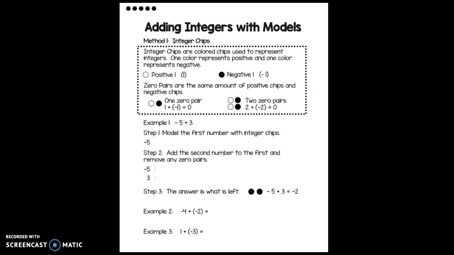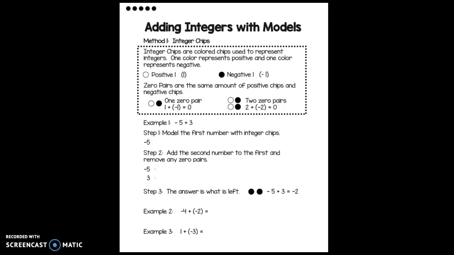Today you will be taking notes on adding integers with models. We will be discussing two methods on adding integers with models. The first method is using integer chips. Integer chips are colored chips used to represent integers. One color represents positive and one color represents negative.